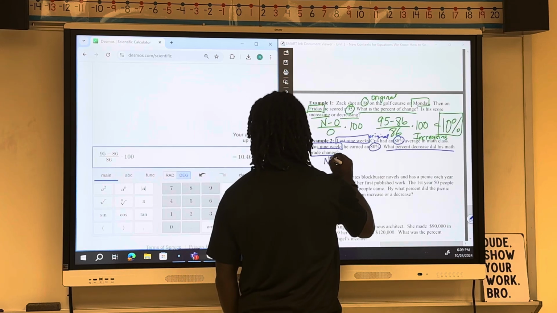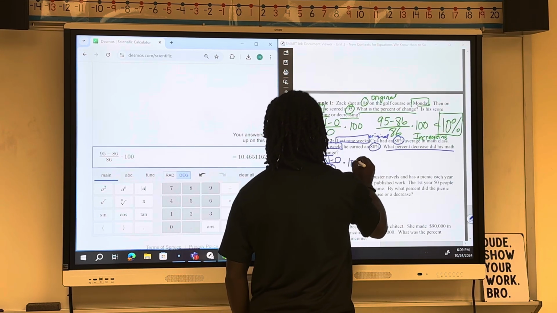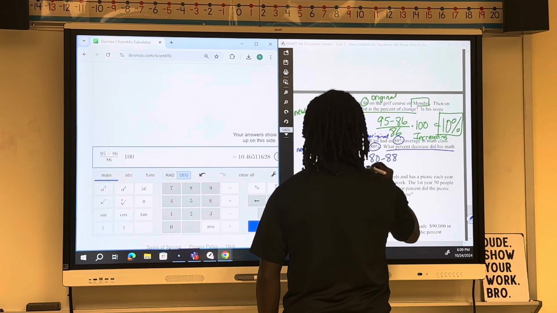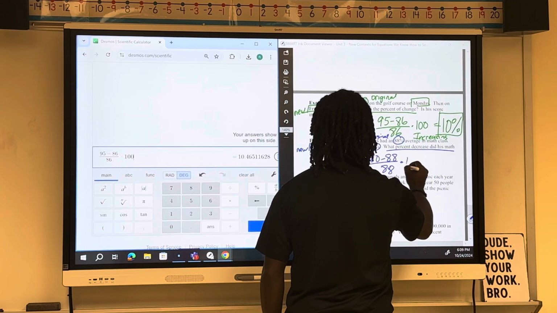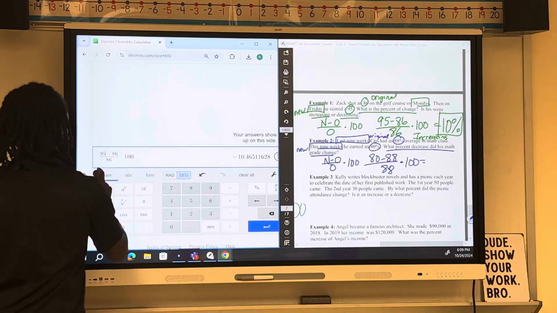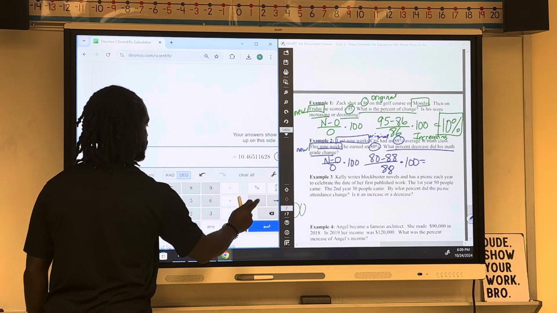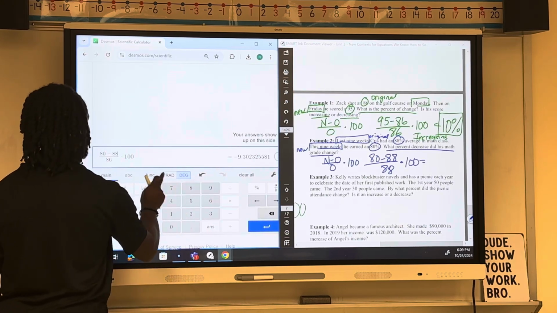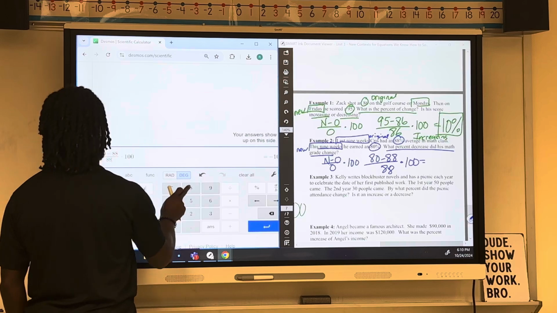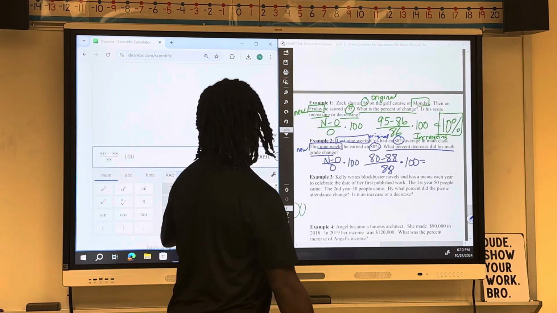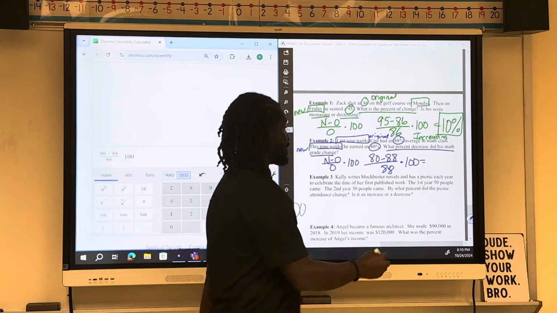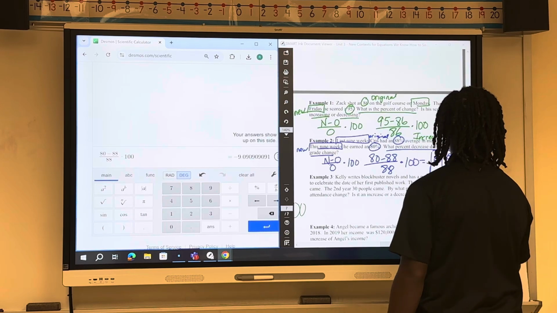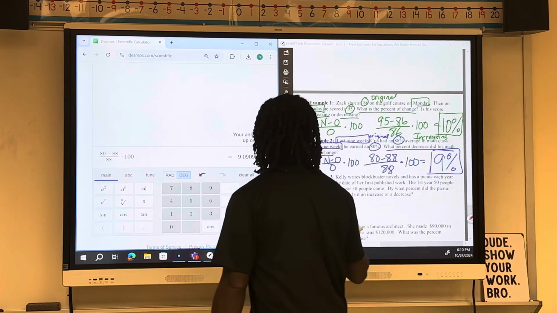So new minus old over old, times 100. Okay, so the new is 80 minus the original, which is 88, over the original, which is 88, times 100. Okay, so we got 80 minus 88 over 88, and then times 100, and that is -9. But remember, the negative just means it's a decrease, so it is 9% there. All right, let's keep it moving.